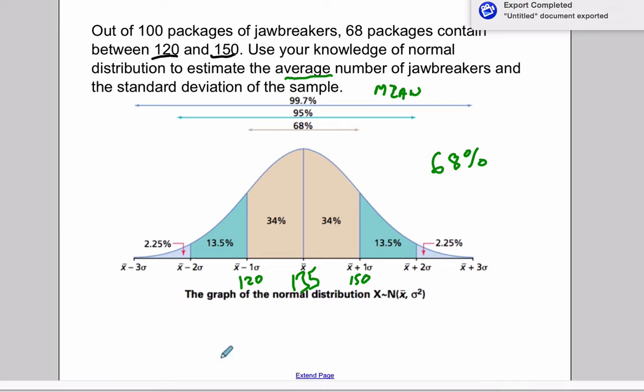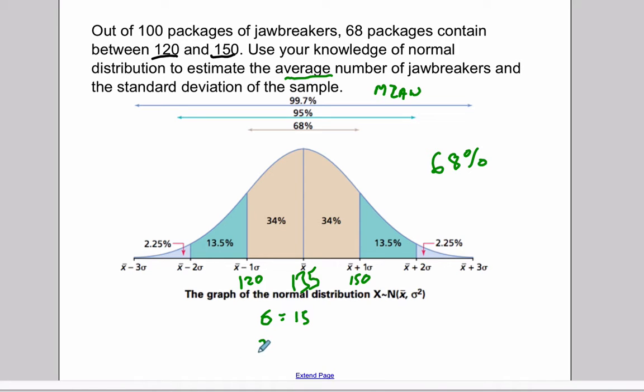Next, we want to know the standard deviation of the sample. Well, our mean is 135 and one standard deviation below the mean is 120. So that means that the standard deviation is going to be 135 minus 120, which is going to be 15. And correspondingly, we check our answer here: 15 plus 135 is 150.